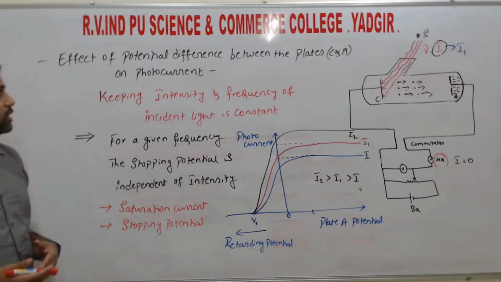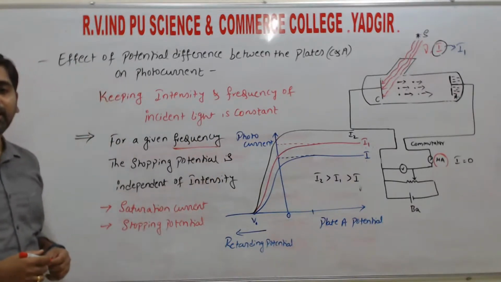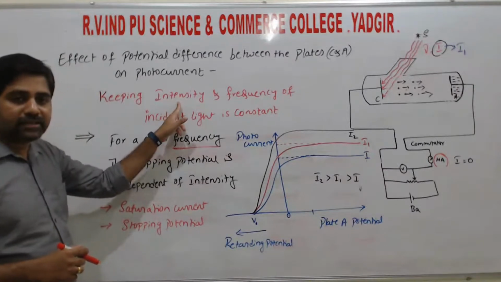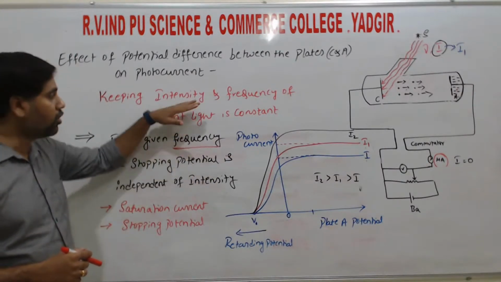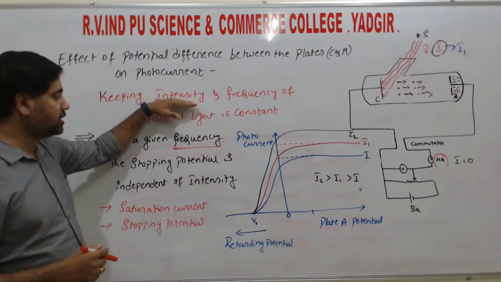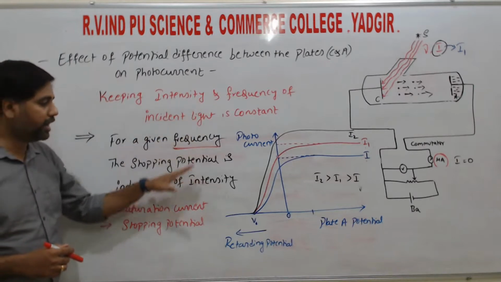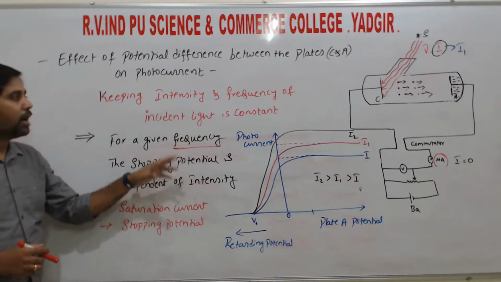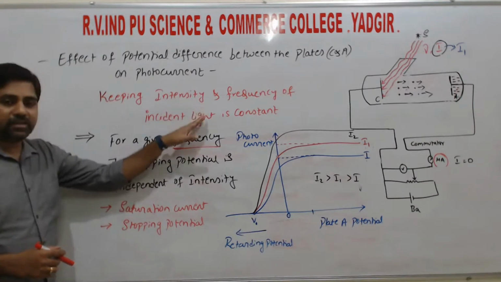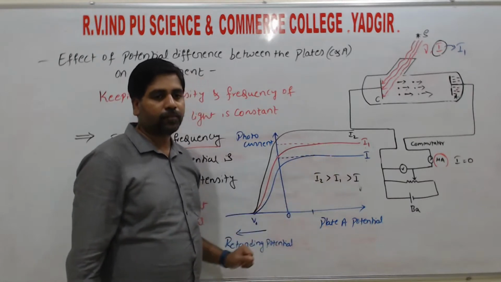In the next class we will discuss the frequency. Here, for all the observations, we keep the frequency constant and change only the intensity. We note the readings of the photo current, right? Initially for intensity I1, we did the whole experiment for both positive and negative potential, and next we changed the intensity for both positive and negative potential, and later we changed the intensity to I3. So for every experiment we have curves like this, right?